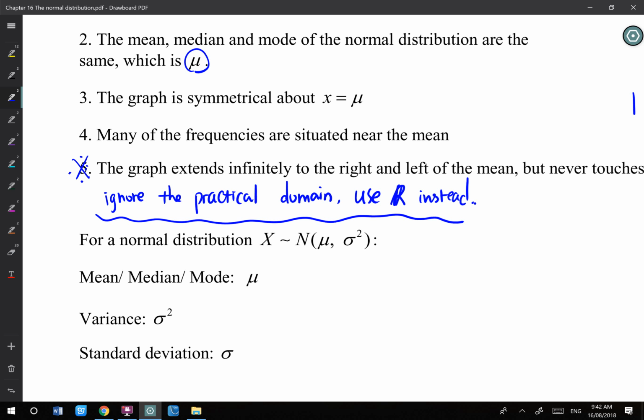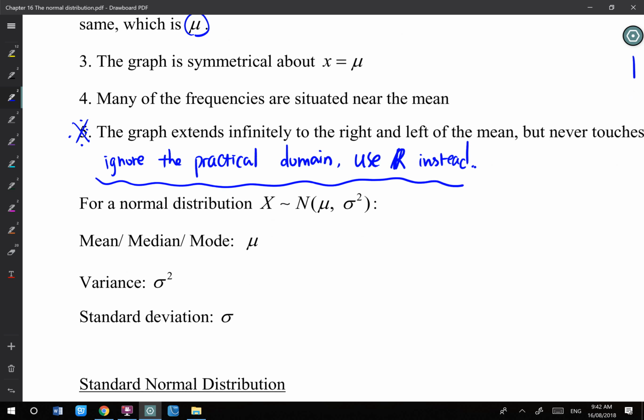So what do I mean by ignore the practical domain? Remember the example I gave you at the beginning of the class. I said mu and standard deviation will be given in the question. So the height of a 16-year-old girl is normally distributed with a mean of 160 centimeters and a standard deviation of 2 centimeters. Think about the height of a 16-year-old girl: I can have some extreme case, maybe 1 meter. From 1 meter to 2 meters, that's the possible range.